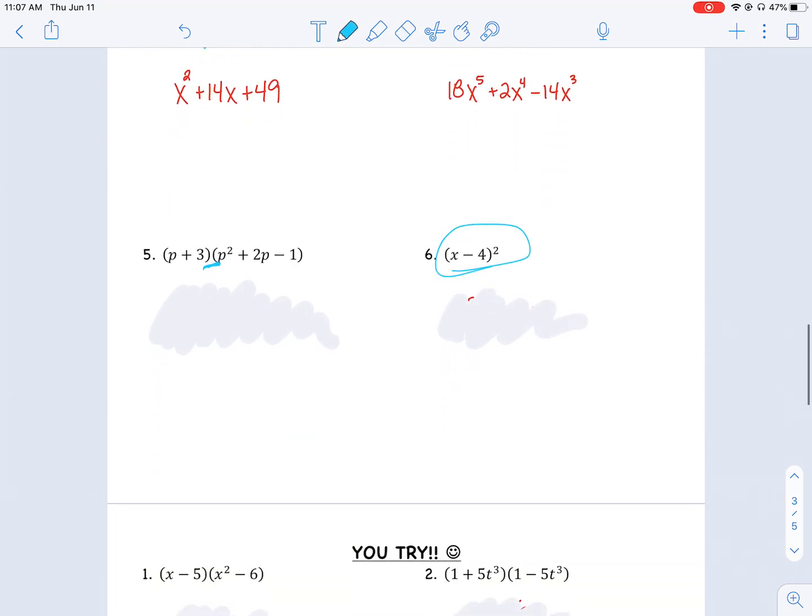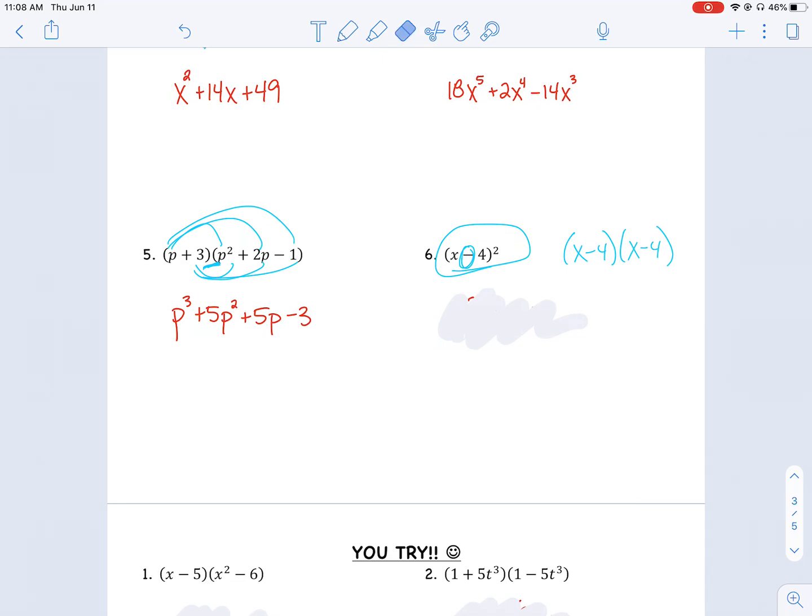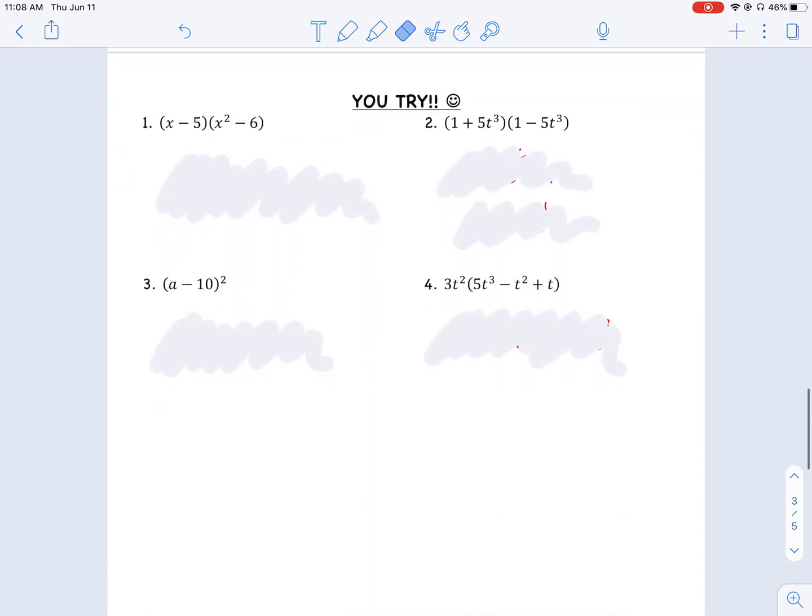All right, look at number 5. On number 5, you're distributing the p through everything in the second set of parentheses and the 3 to everything in the second set of parentheses, and then combining like terms. Did you get p cubed plus 5p squared plus 5p minus 3? Hopefully. All right, again, on number 6, be careful. When I see that squared there, but I see this plus or minus sign separating, I know that I have an x minus 4 times another x minus 4, and I've got to FOIL or distribute. After combining like terms, you should end up getting an x squared minus 8x plus 16. Hopefully, you've got all of those right and you're ready to move on or try some other ones.